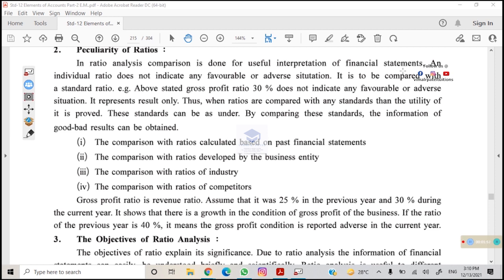So when ratios are compared with any standard, then the utility of it is proved. These standards can be comparison with ratios calculated on the basis of past financial statements, comparison with ratios developed by the business entity, comparison with the ratio of the industry, how the overall industry is performing and how your performance is, and comparison with the ratios of competitors' performance.